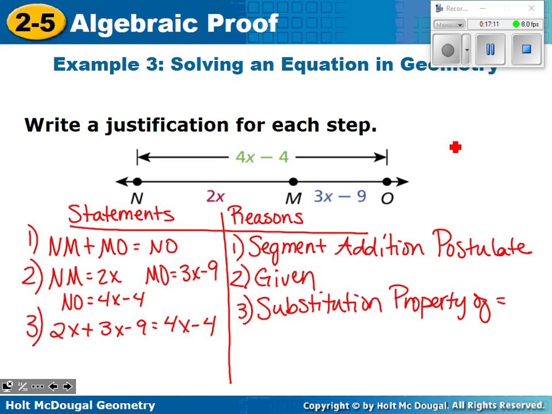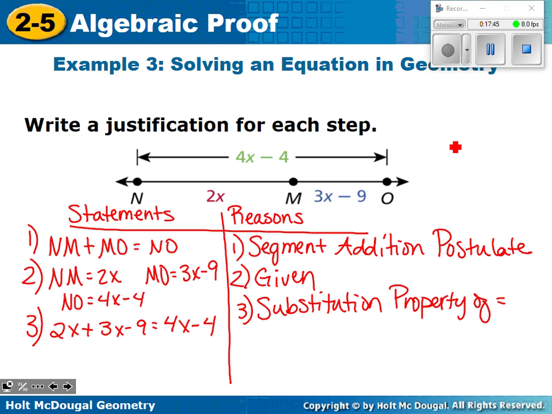All right, combine like terms this time. And what am I combining over here? 2x and 3x. So what is my next statement going to be? Okay, so 5x minus 9 equals 4x minus 4. 2x plus 3x is 5x. Okay, from here, there's a lot of options of what you could do. Just depends on how you want to solve the equation. So you and your partner may not have the same answer. What do you want to do?